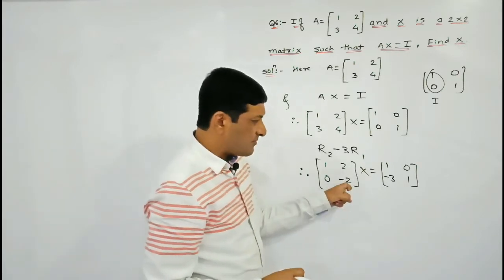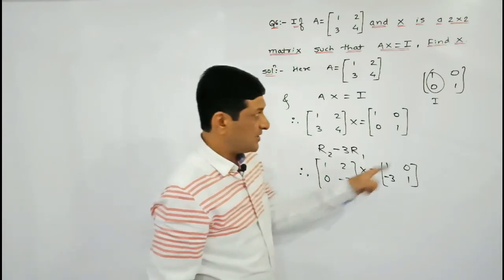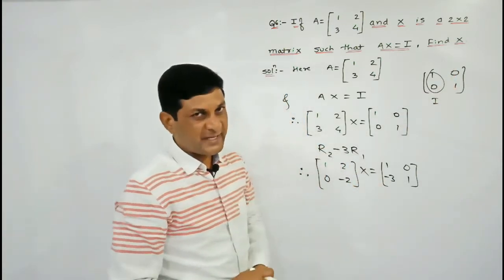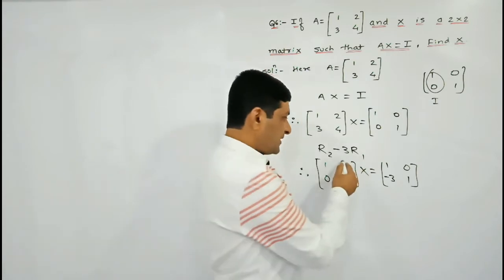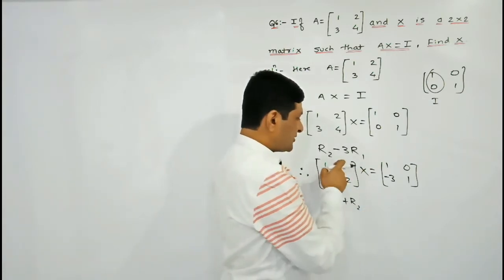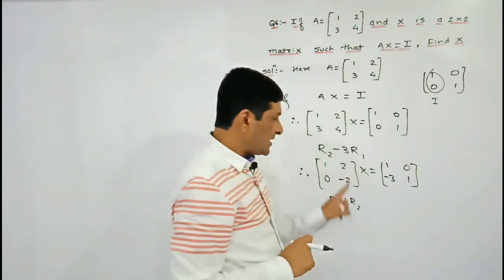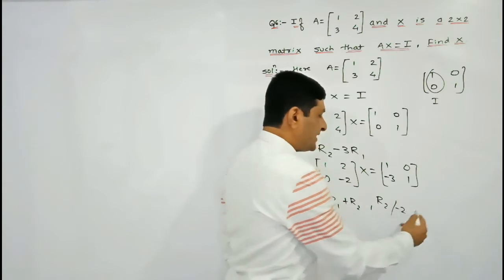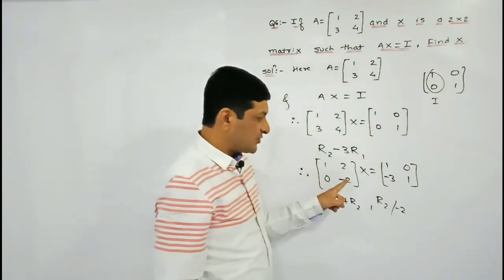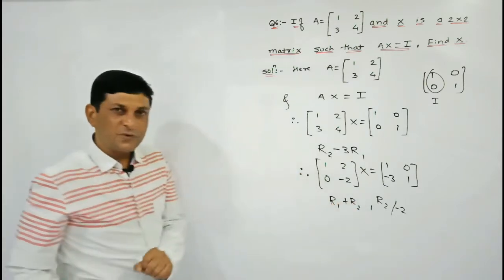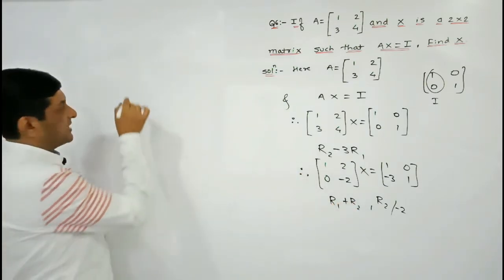Now here we will require plus 1, and here we will require 0. So both these elements we can get together. To get 0 here we have to add R1 and R2, because plus 2 minus 2 will become 0. And to get 1 here we have to divide R2 by minus 2. If we divide minus 2 by minus 2, we will get 1. So let us perform these two operations to convert this matrix into the identity matrix.